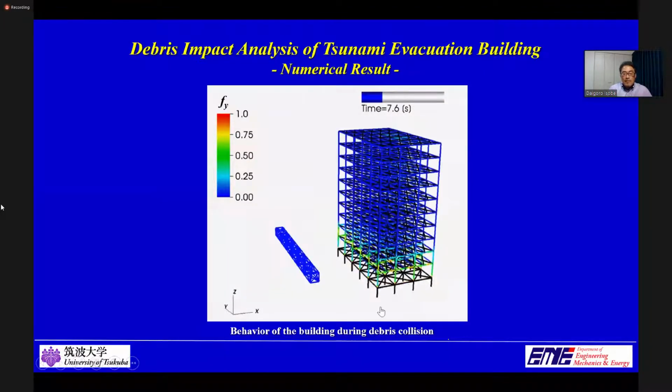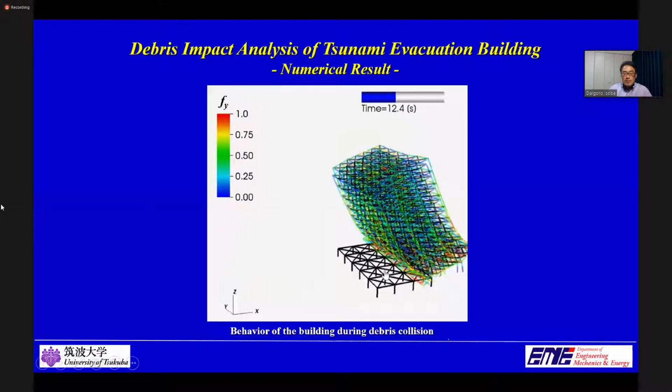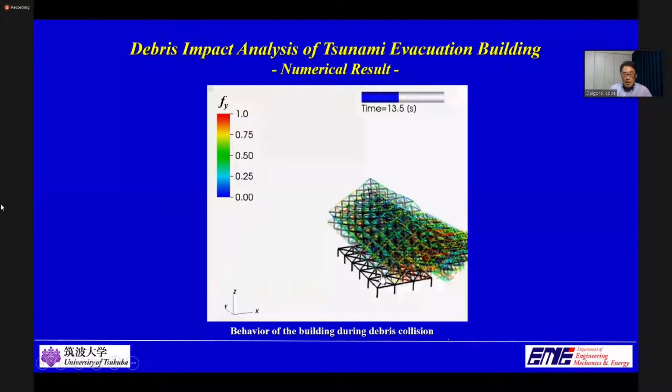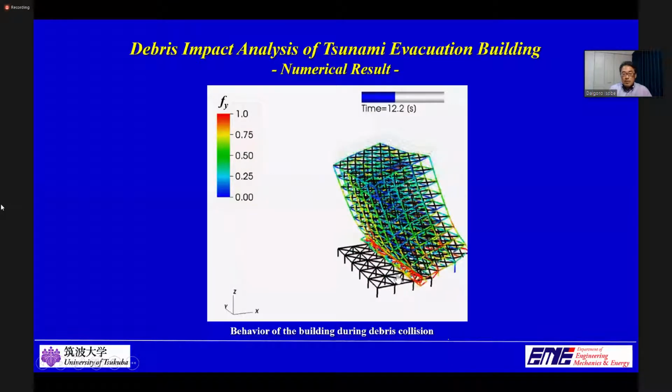The relative velocity between the debris and tsunami flow increases when the debris reduces its speed in front of the building. Then a much larger drag force is applied to the debris and thereby to the building itself. Member fractures initiate at the front columns of the first floor and propagate progressively to the inside. Finally, the building collapses and is washed away.